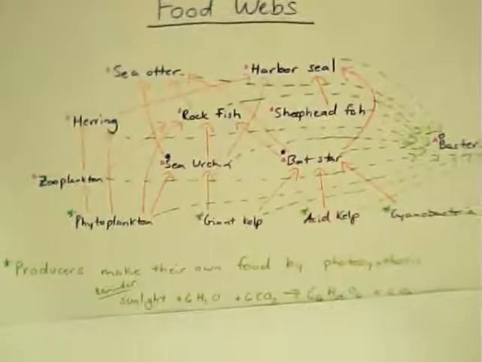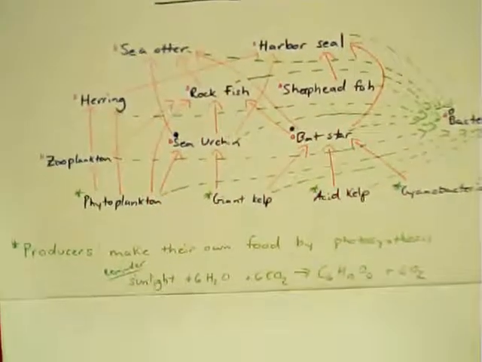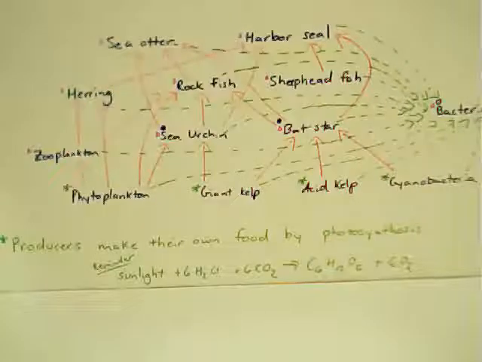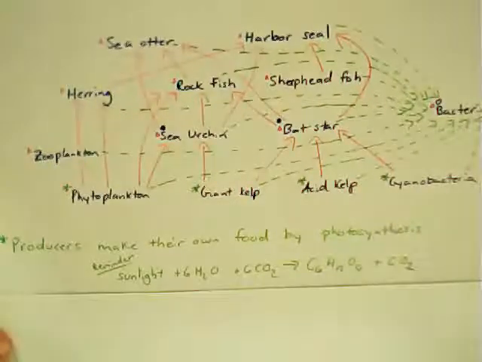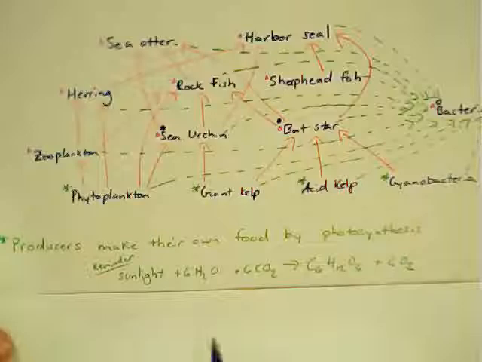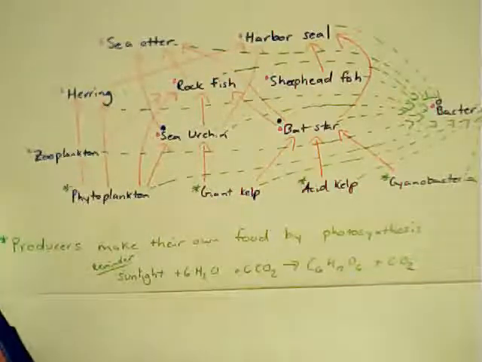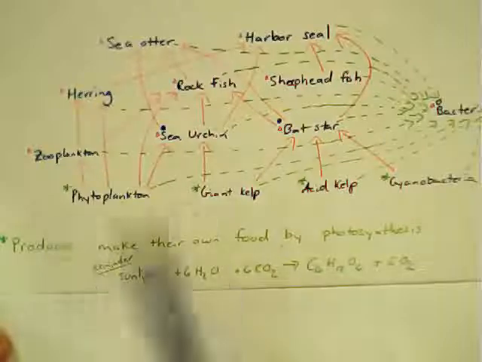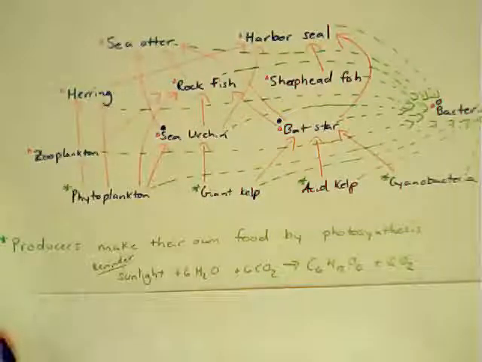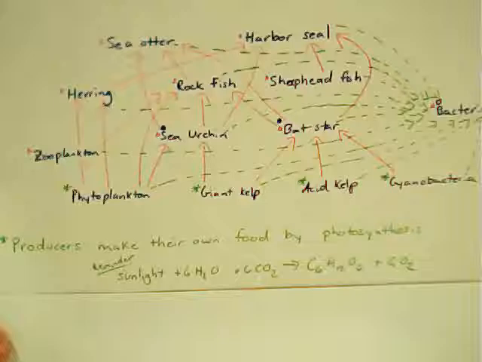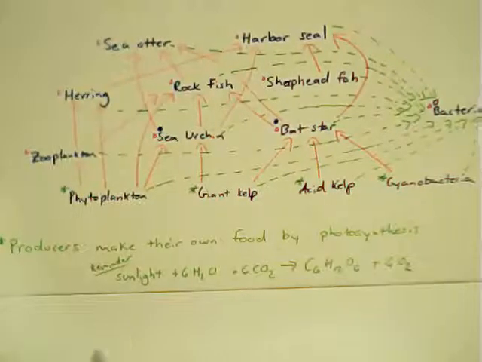So first I separated producers, and producers were the things that could photosynthesize or make their own energy. So I have a reminder again about the formula. But producers I marked with this little green asterisk. So you can see my phytoplankton, giant kelp, acid kelp, and cyanobacteria were able to photosynthesize. So I marked them with the little green star.